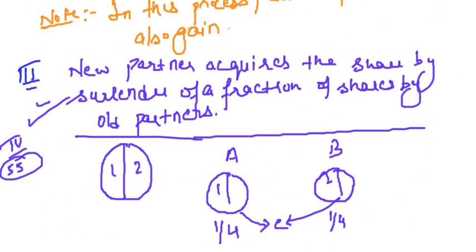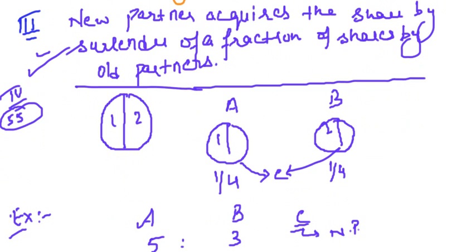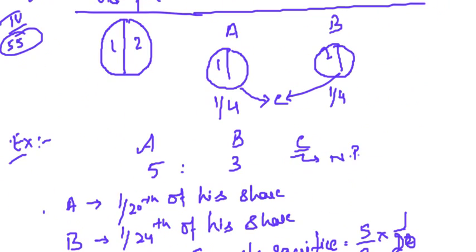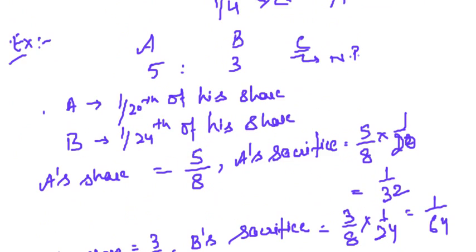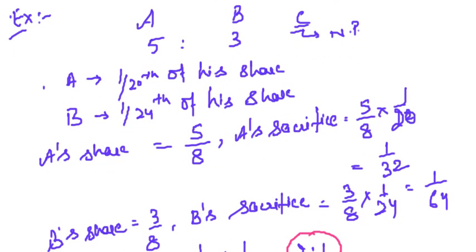Clear? Then the third case is the new partner acquires the share by surrender of a particular fraction of shares by old partners, right? Like I told you, in the pizza there are two slices, 1 and 2, one slice in A's plate and one slice in B's plate, and C acquires 1/4 of A's slice and 1/4 of B's slice, right? So what it means is that A is surrendering a particular fraction of that slice of pizza, that is a profit, right? So we have done this example. You can write this down for the calculation of sacrificing ratio. With this we end the sacrificing ratio topic.